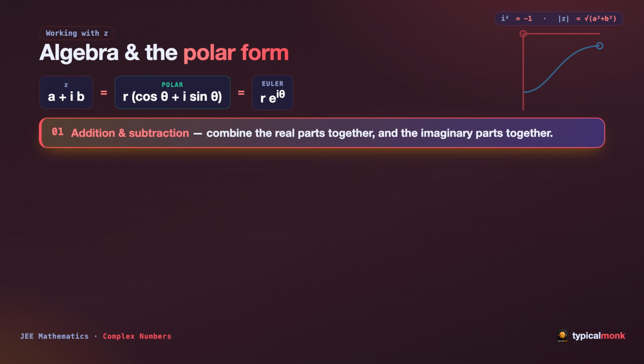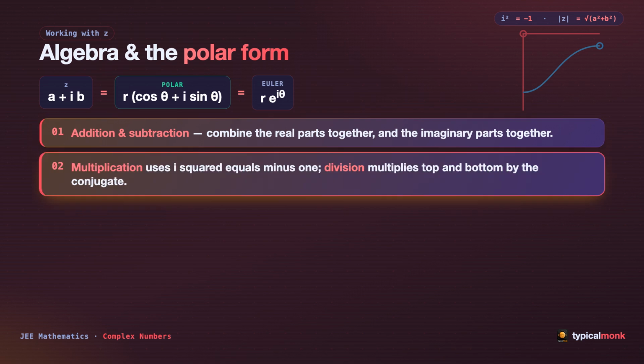Now we learn to work with these numbers. First, addition and subtraction. You simply combine the real parts together and separately combine the imaginary parts together, nothing more mysterious than that. Second, multiplication and division. Multiplication expands normally and then uses i squared equals -1 to tidy the result. Division multiplies both the top and the bottom by the conjugate of the denominator. So the bottom becomes a plain real number.